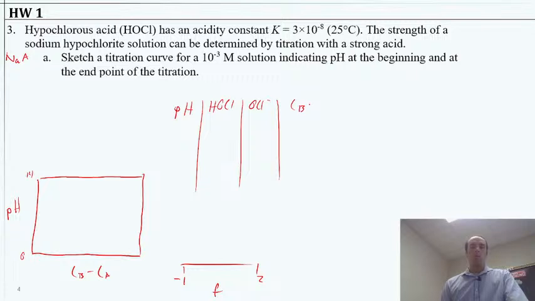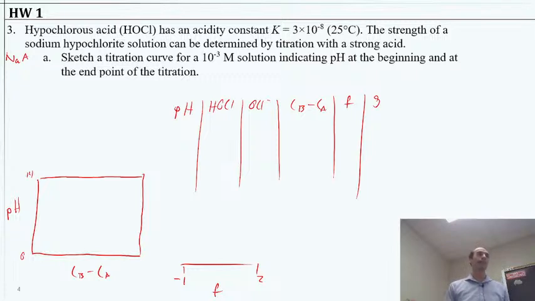But really what you'd want is Cb minus Ca. You could also add F at this point and/or G. G might actually make a little more sense since we're titrating with the acid, but again, it's kind of inverted, so it's not a big deal whichever way.